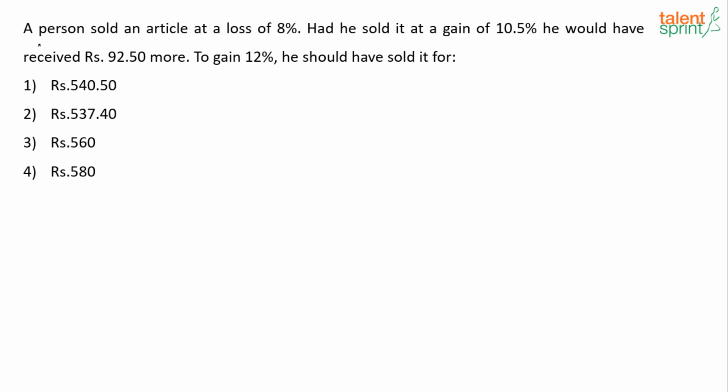Okay, let me take this up. See what it says. A person sold an article at a loss of 8%. Had he sold it at a gain of 10.5%, he would have received 92.5 more. So to gain 12%, he should have sold it for what. Now I'm writing maybe two steps on paper to explain this to you. But otherwise, the only thing that I would do on paper is loss of 8% would mean 92% value. Gain of 10.5% would mean 110.5% value. So 110.5 minus 92 would be 10.5 plus 8, 18.5. So my equation will be this: 18.5% equals 92.5 rupees.